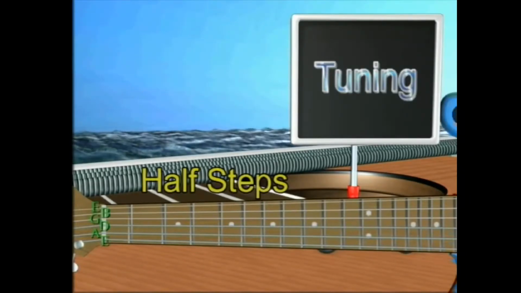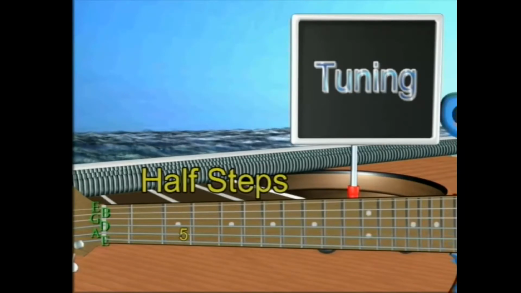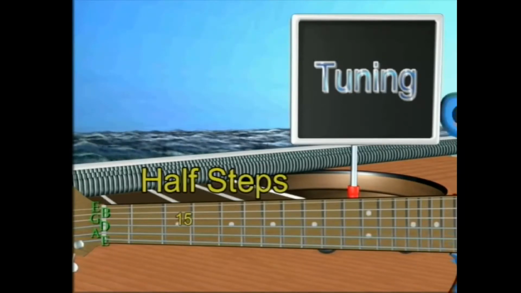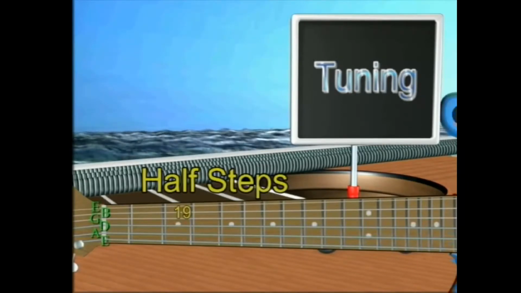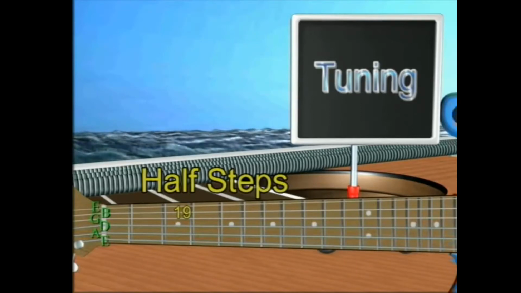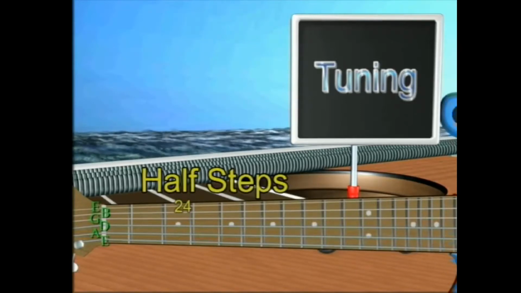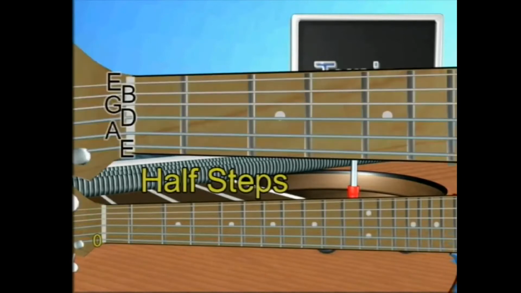The guitar is tuned with each string 5 half steps higher than its lower pitched neighboring string, with the exception of the interval between the second or B string and the third or G string having an interval of 4 half steps.